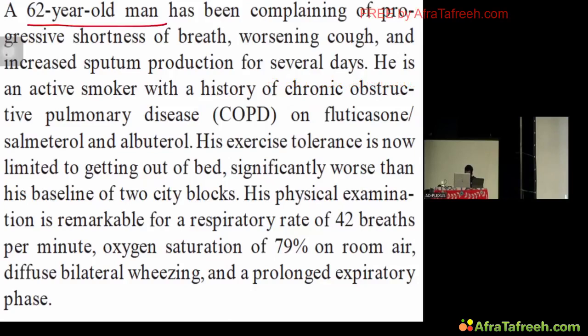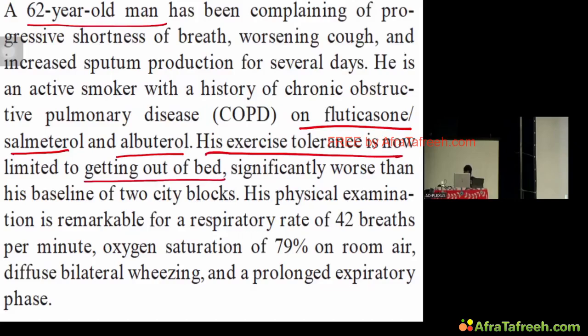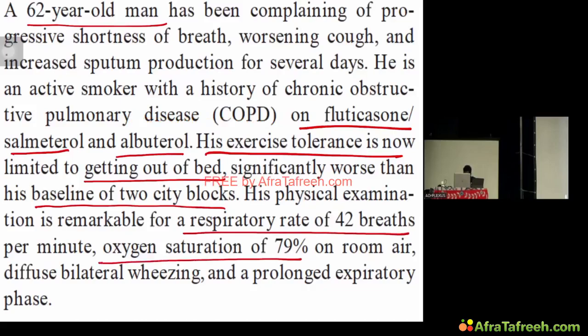A 62-year-old man complaining of progressive shortness of breath, worsening of cough, and increased sputum production for the last several days. He is a smoker with history of COPD on fluticasone, salmeterol, albuterol. His exercise tolerance is limited to getting out of bed, significantly worse than the previous one, when he could walk around 200 meters. His physical examination is remarkable for a respiratory rate of 42 breaths per minute, saturation 79%, diffuse bilateral wheezing, and prolonged expiratory phase.